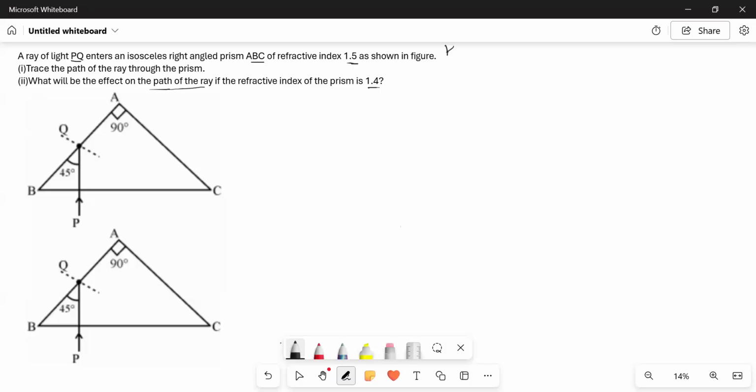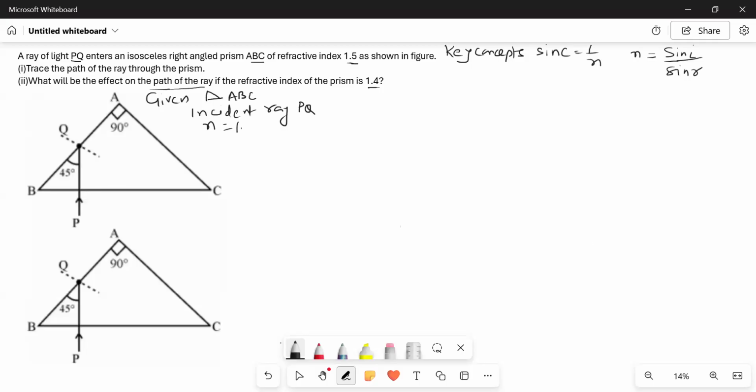So the key concepts which will be used are sine C is 1 by n, and we should also know Snell's law, that n is equal to sine I by sine R. What is given to you is a right-angled triangle ABC, right-angled at A, and the incident ray is PQ, and the refractive index is given as 1.5.